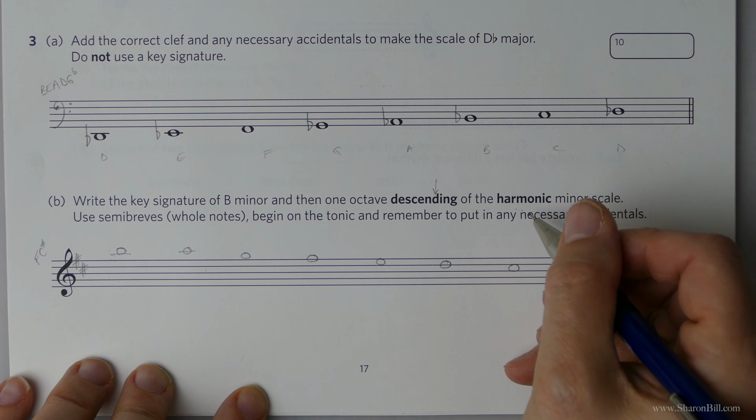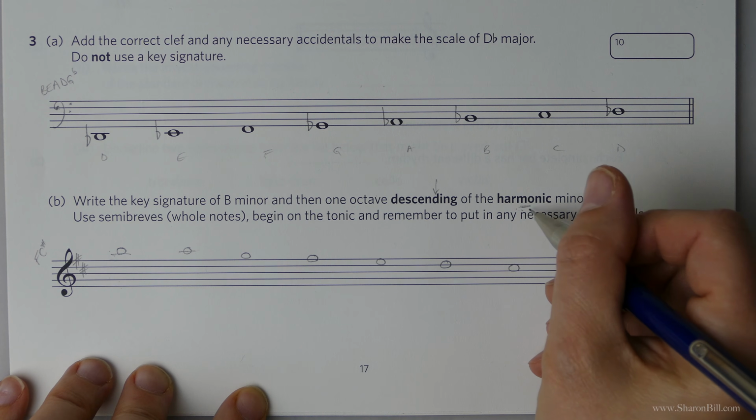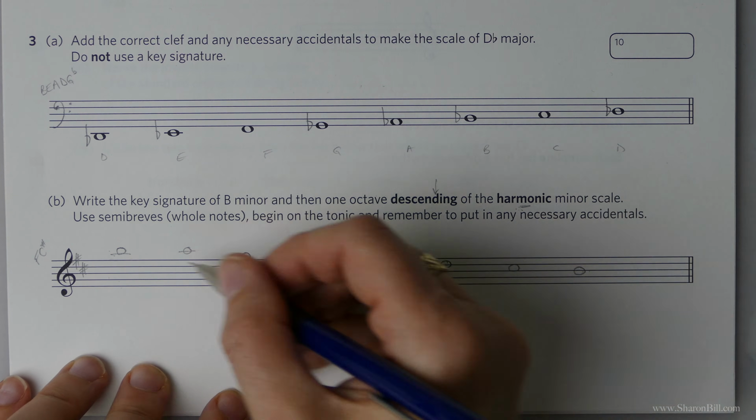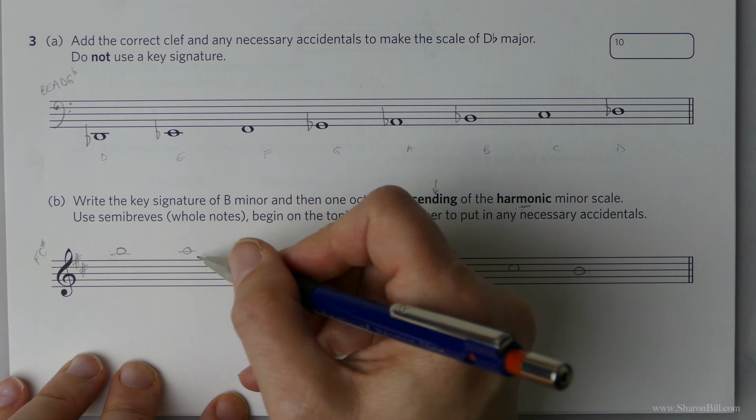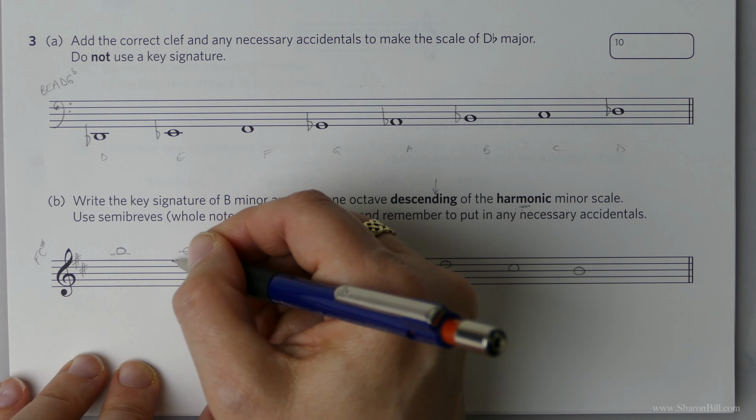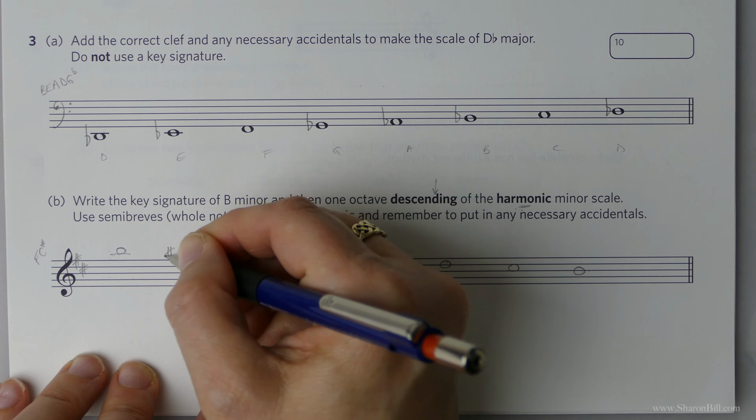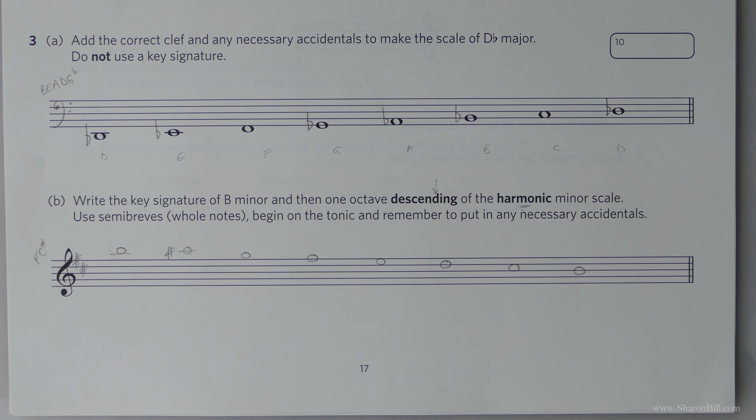And now we just need to make this a harmonic minor. If you remember, we raised the 7th, and because we're descending, we're counting backwards 8, 7, 6, so 8, 7. So we need to raise that 7th. There we go. That's the end of that question. We'll look at the next question in the next video.